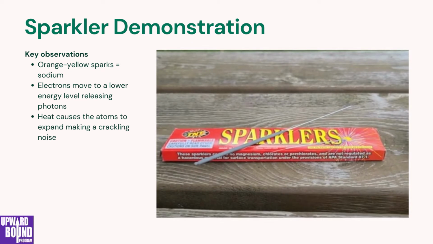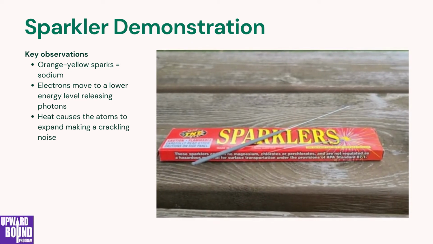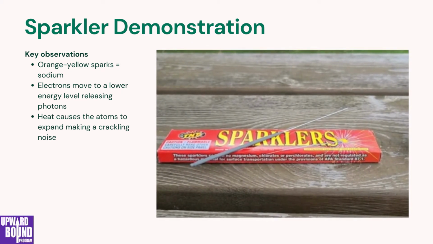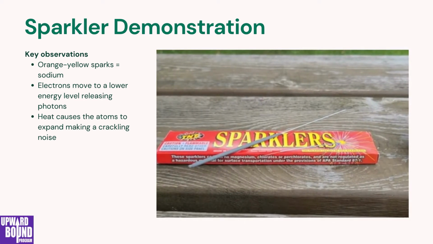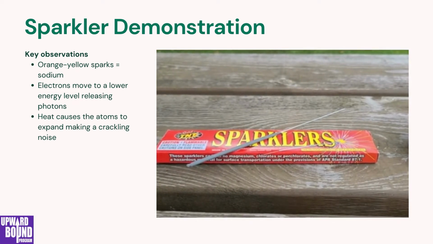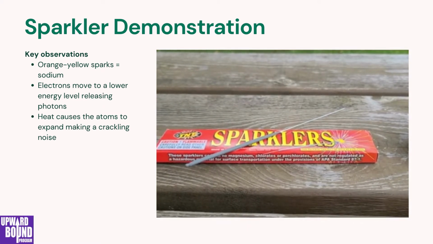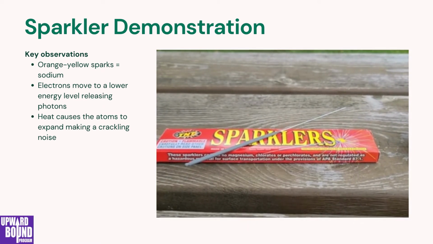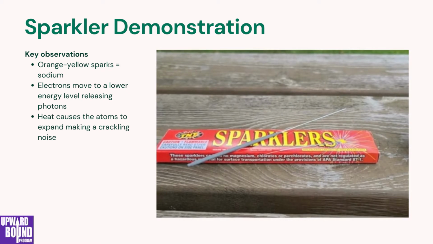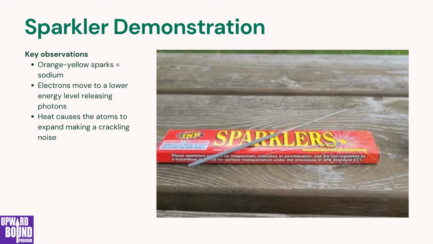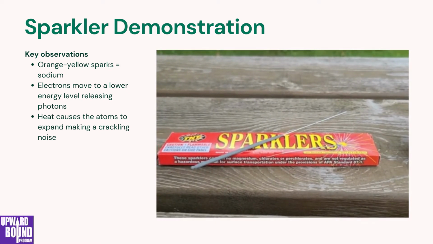Some of the other common elements that we would see if we were to watch fireworks during the 4th of July would be copper, which is green or blue-green. We would see potassium, which would be purple or red. Lithium is yellow, and many, many more. That is just one aspect of what we're going to see here.